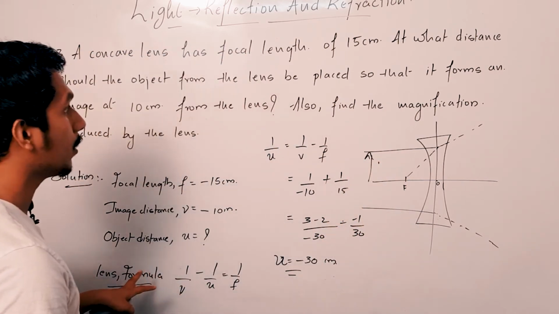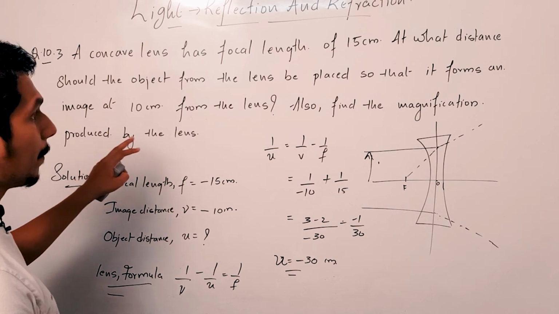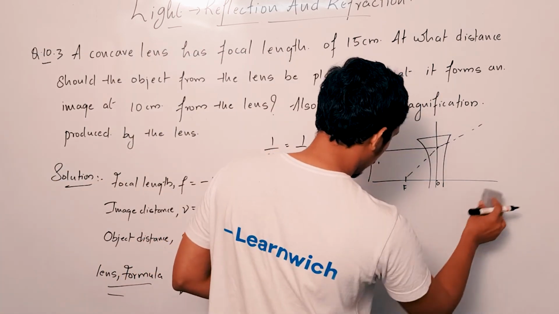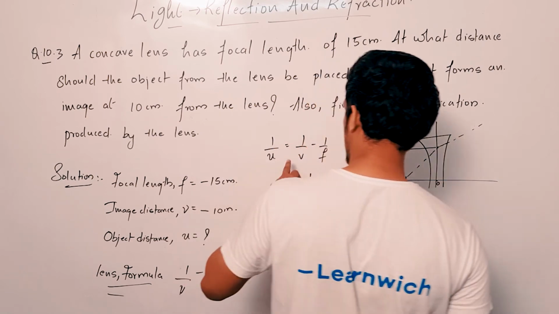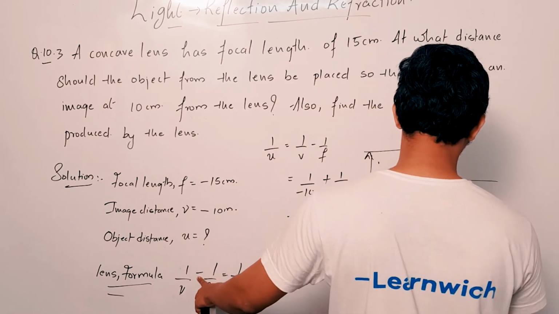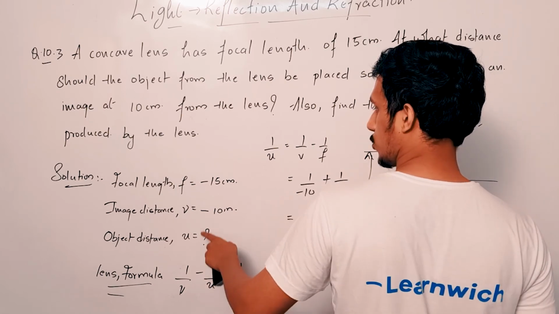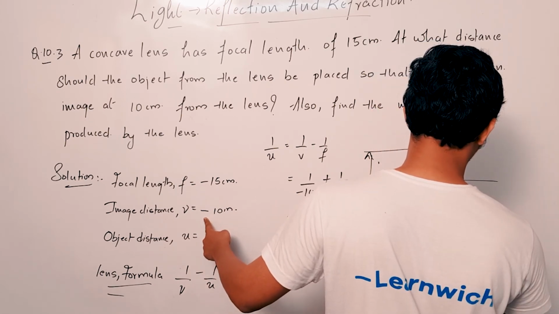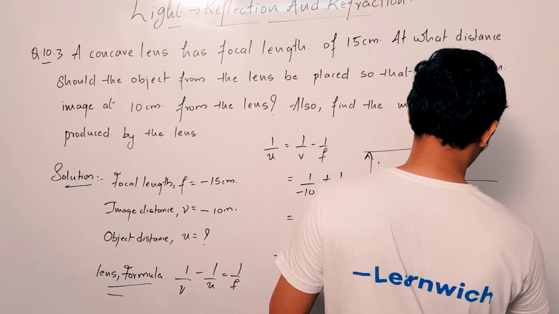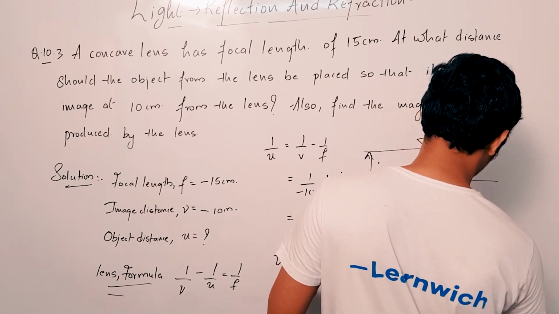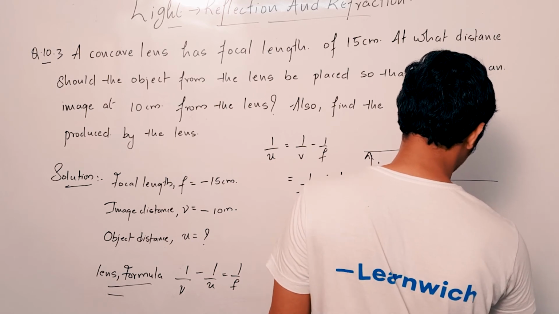Now you have to find out the magnification. What is the formula for magnification? We know the formula for magnification M. If this is negative here, then magnification is simply V by U. How much is V given? Minus 10, and U is minus 30, so it will be 0.1 by 3, or 0.33.